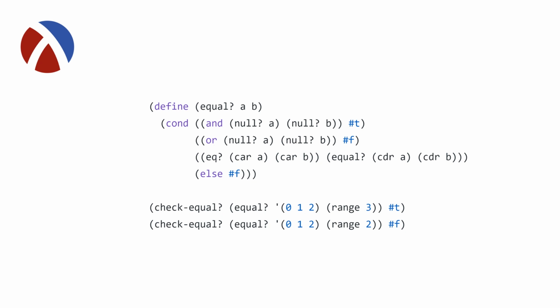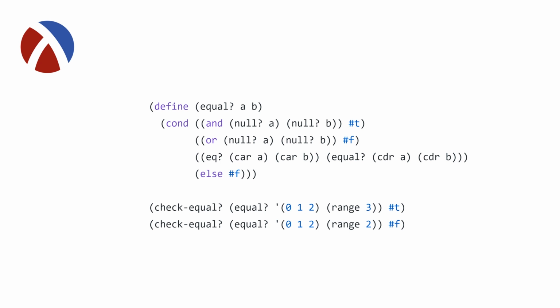And if so, we are going to continue to recursively make calls to equal question mark and cut down both A and B. Otherwise, we return false, because if the two elements at the front of our list are not equal, obviously the lists in total are not equal.